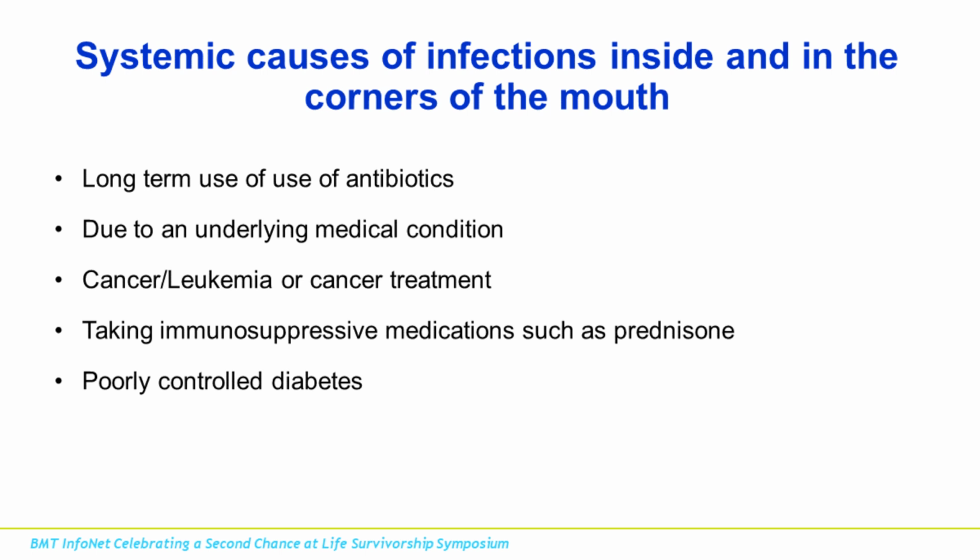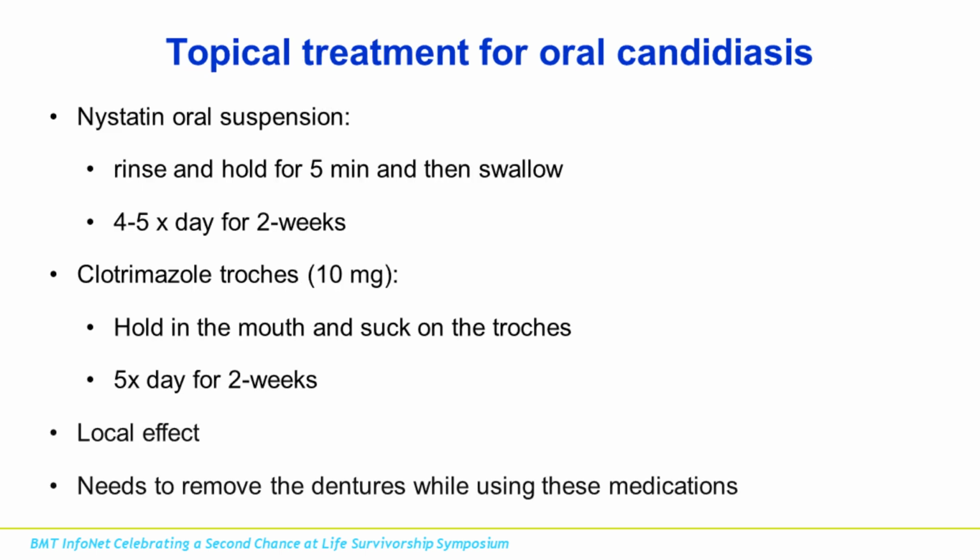And a lot of times patients will develop uncontrolled diabetes. These are some of the other causes for developing infection, especially a yeast infection in your mouth. So what are the different ways we treat yeast infection? There are nystatin oral rinses, which most of you know.